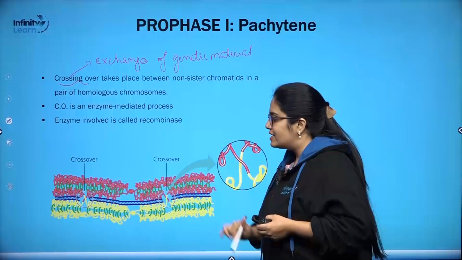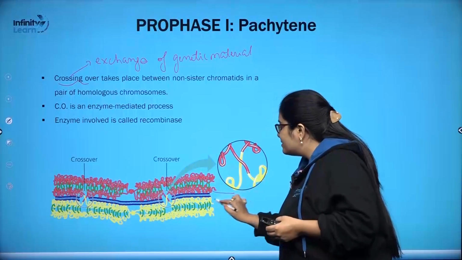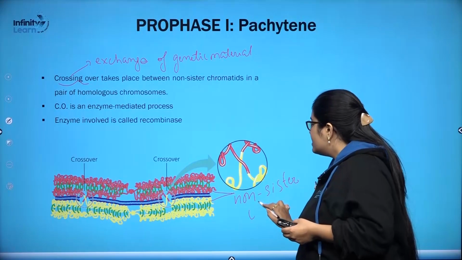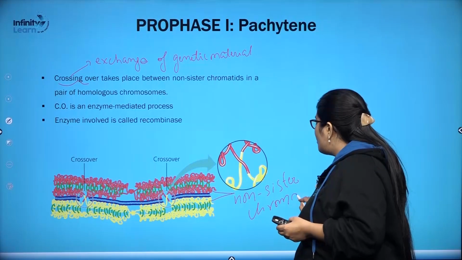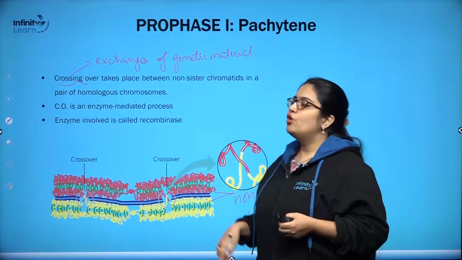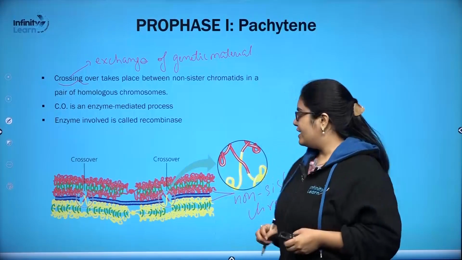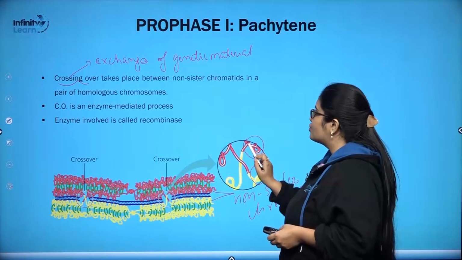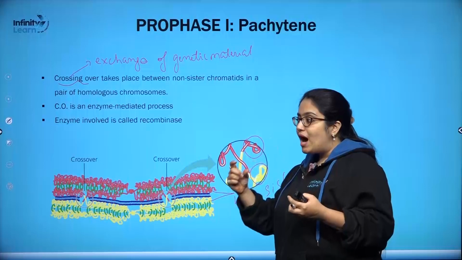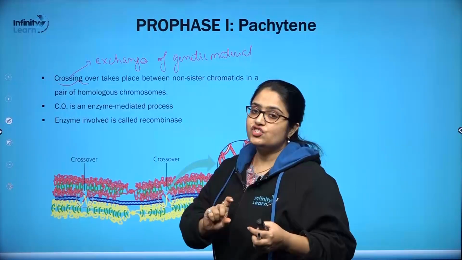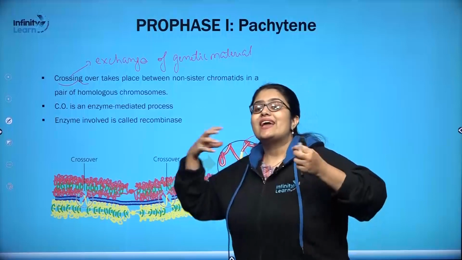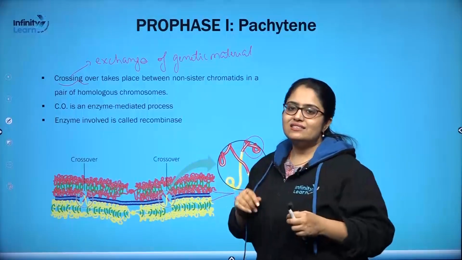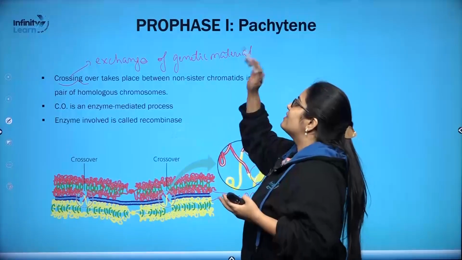So this is your pair of synapsed homologous chromosomes. This red and this yellow, they are non-sister chromatids. Between these non-sister chromatids, crossing over will take place. You can see in this red chromatid there's a portion of yellow, and in the yellow chromatid there's a portion of red. That means a part of the red chromatid has been exchanged with a part of the yellow chromatid. So there is exchange of genetic material. This is crossing over, which takes place in the Pachytene stage at the recombination nodule site.